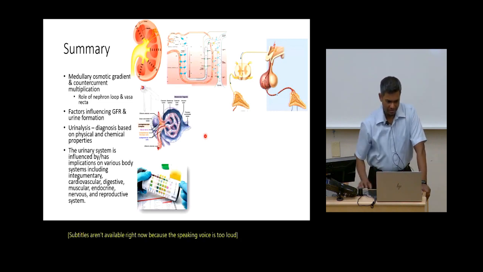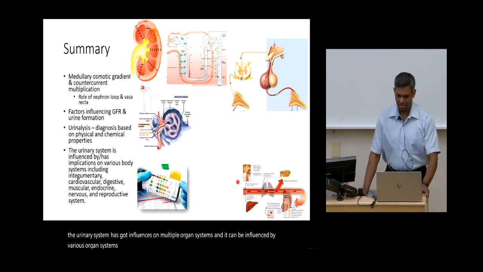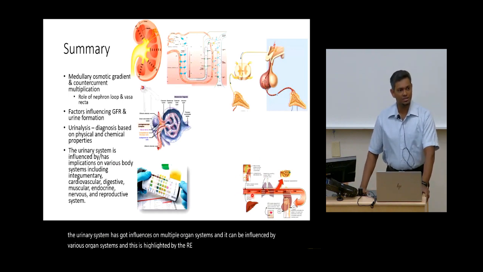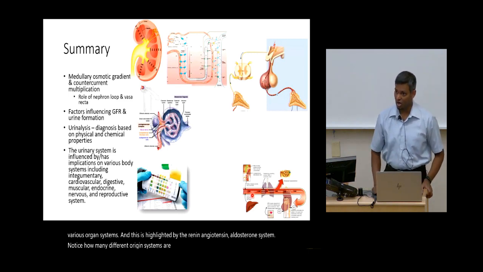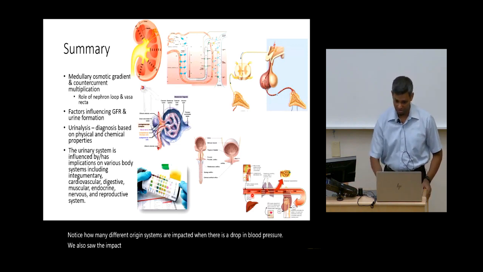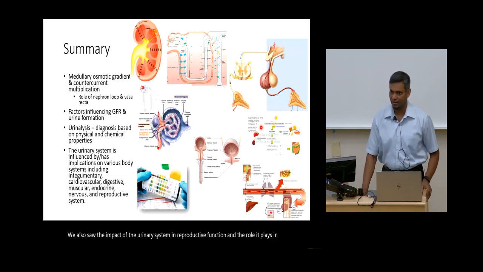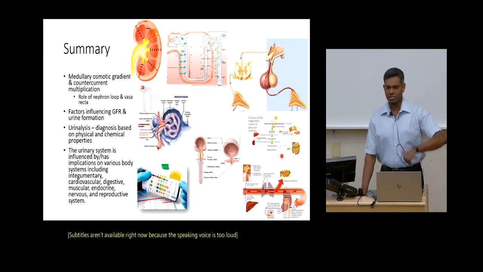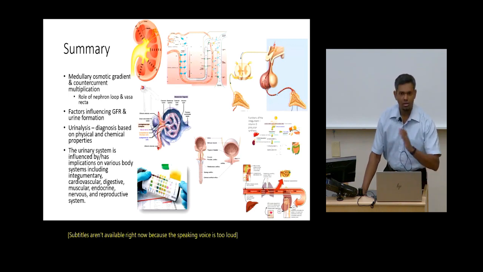We find that the urinary system has influences on multiple organ systems, and it can be influenced by various organ systems, and this is highlighted by the renin, angiotensin, aldosterone system. Notice how many different organ systems are impacted when there is a drop in blood pressure. We also saw the impact of the urinary system in reproductive function, and the role it plays in the synthesis of vitamin D, where the precursors are made in other organ systems, and the downstream effects of vitamin D are seen in various organ systems. So with that, we're done.